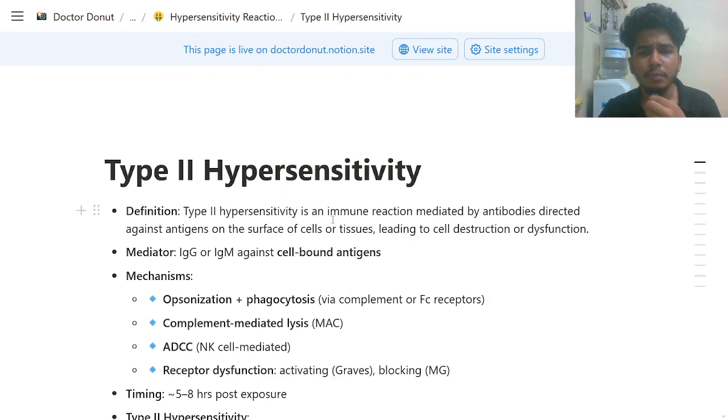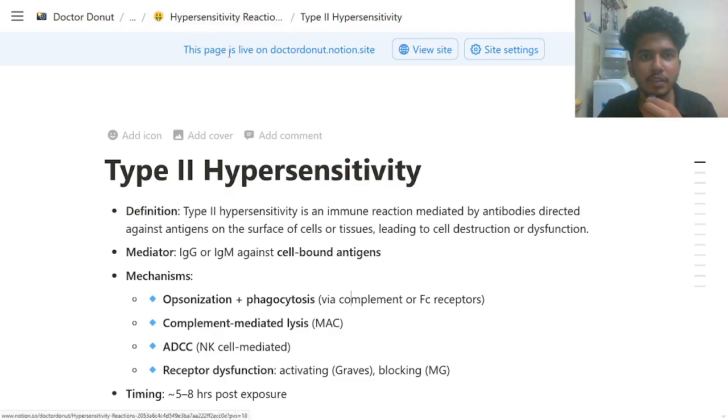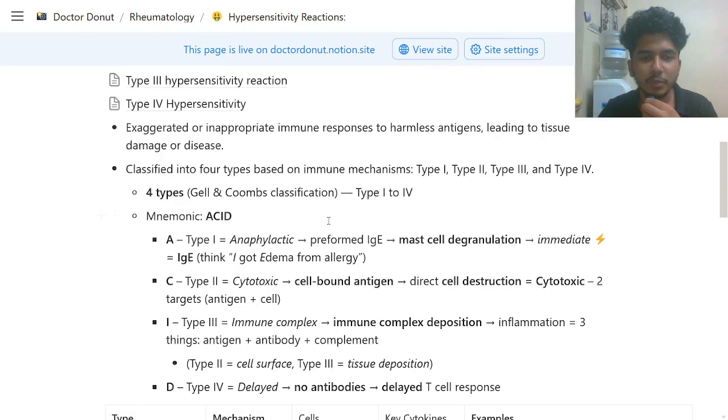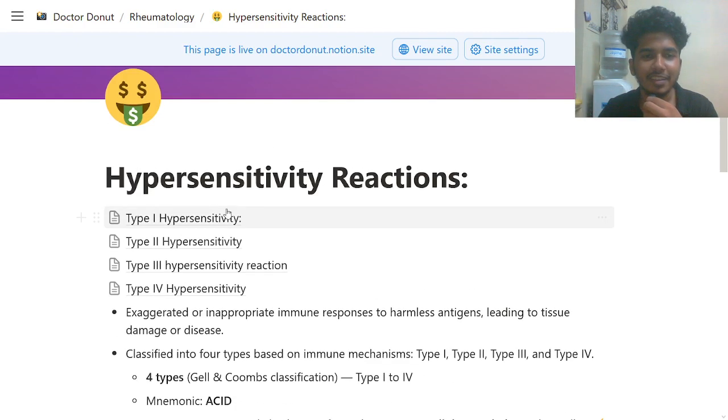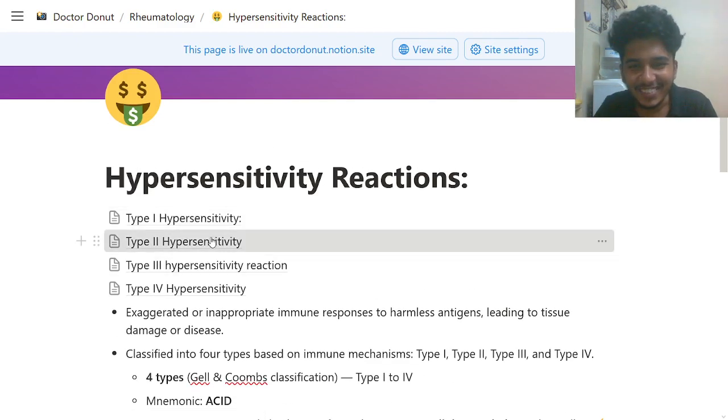So type 2 is a reaction. Type 2, C is for complex. Guys, you need to answer me. If you keep doing it like this, it's going to be difficult. Cytotoxic. That's why I hate mnemonics.